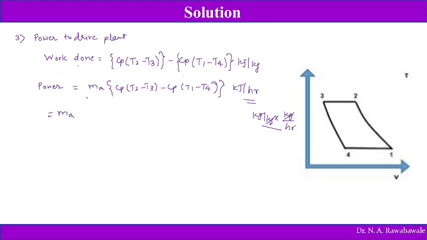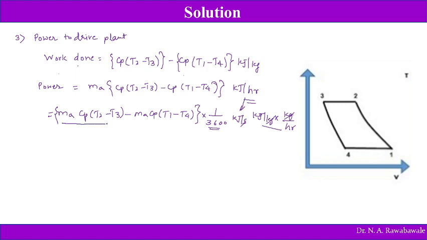Now we just take it into the bracket. We write this as MA Cp (T2 minus T3) minus MA Cp (T1 minus T4). This is in kilojoules per hour, and if we divide it by 3600, then it will be in kilojoules per second. To convert kilojoules per hour to kilojoules per second, we divide it by 3600.